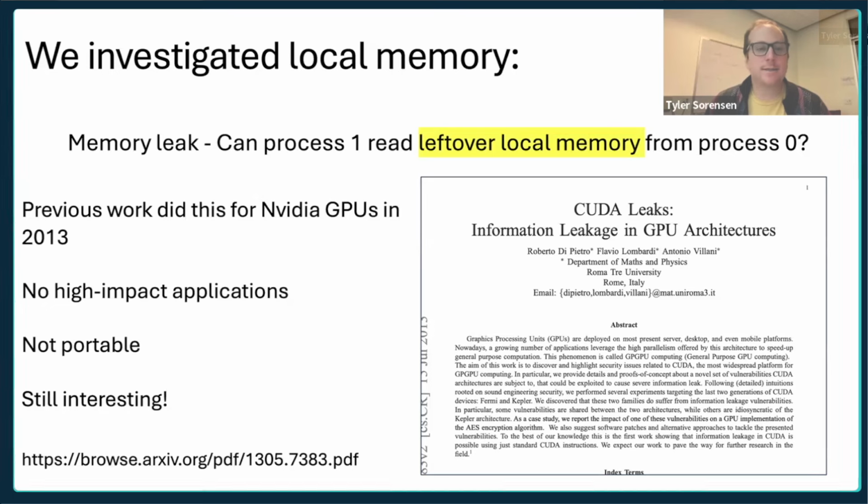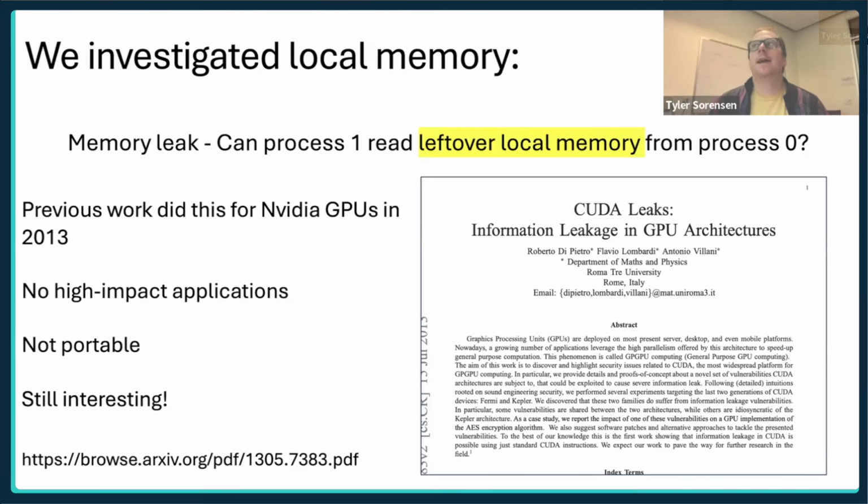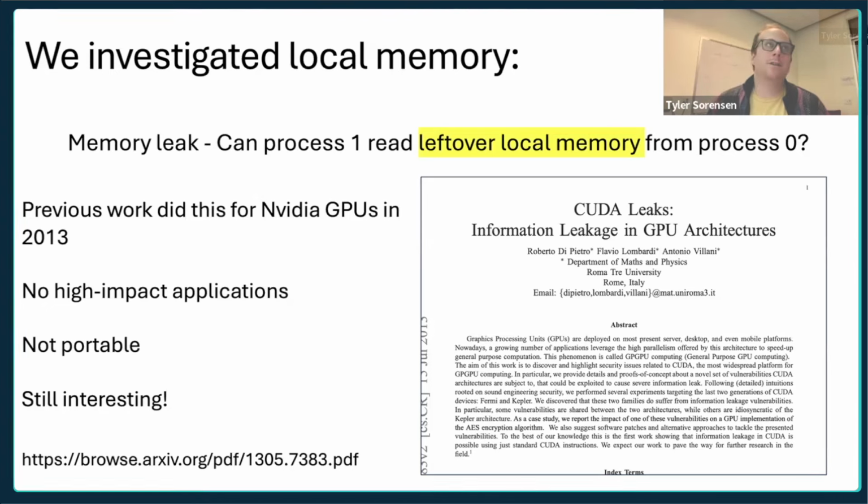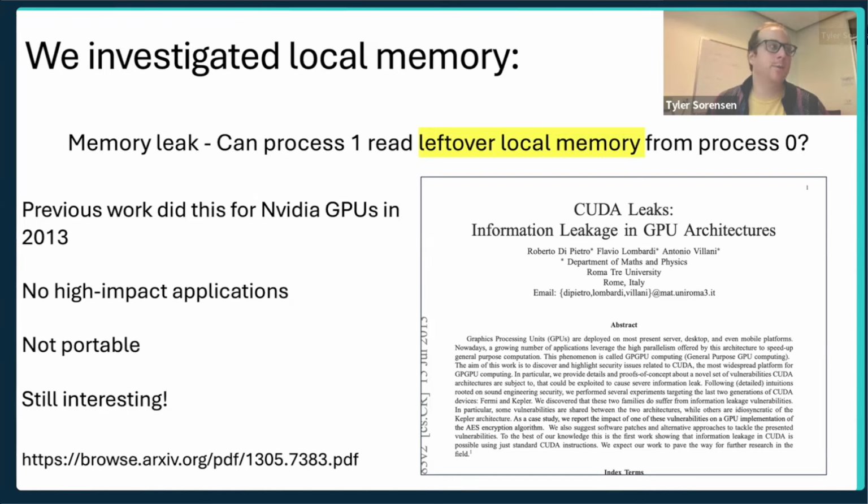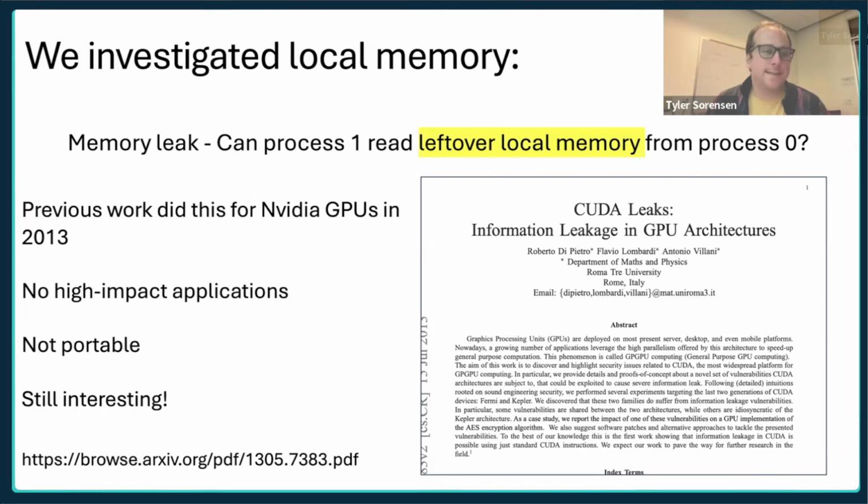There's this paper back in 2013. I think it's a great paper. And what they did is they tried to look at the GPU architecture and try to explore all the different places that memory can leak. So they've done similar experiments in the past. What they did back then is they just focused on CUDA.